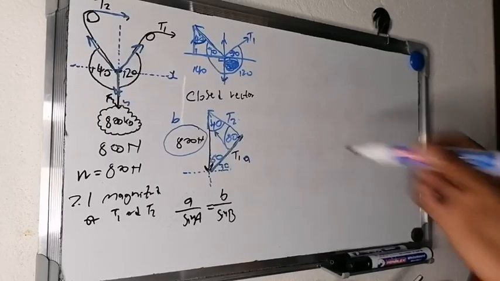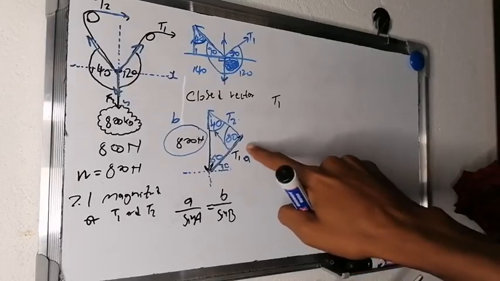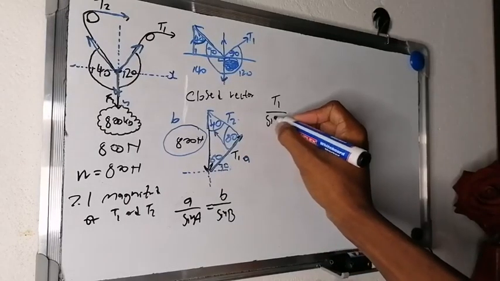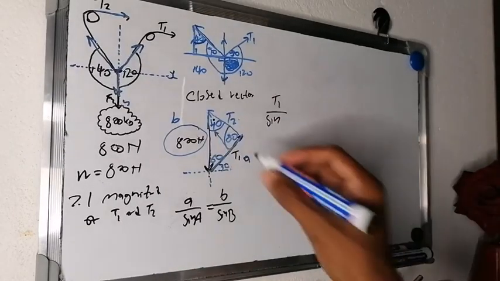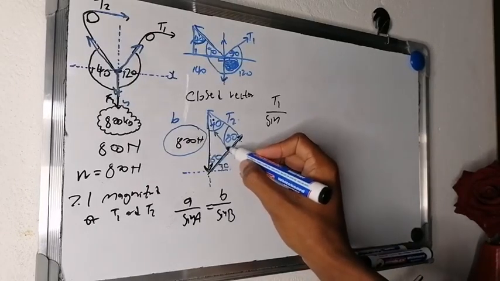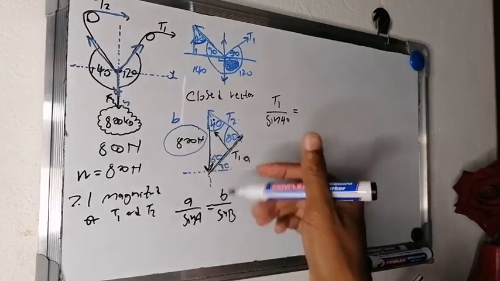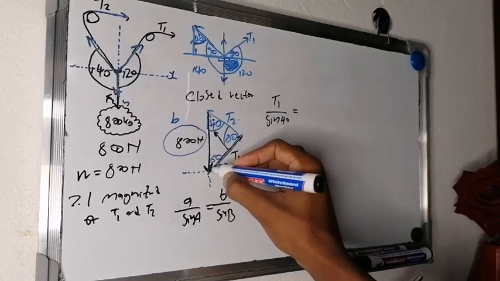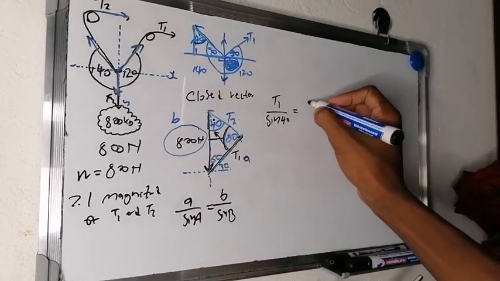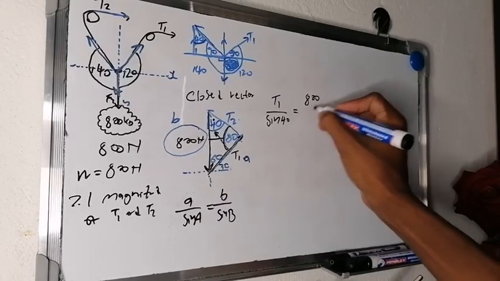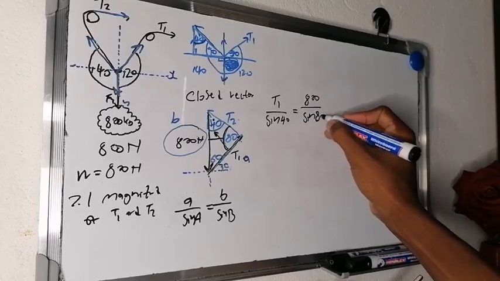Therefore, your A is tension 1, over sine. Which angle are you going to use? 40. You're going to use the 40 because it's the angle opposite to this side. So you use 40, equal to. Now come to this side. Having this side, which angle? You guessed it right, it is going to be that one. So that is your B. Your B is 800 divided by sine 80, which is this one.